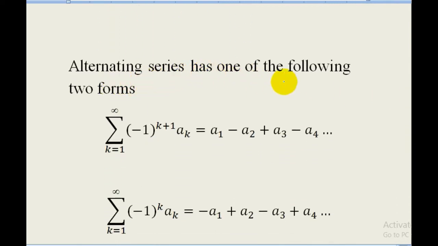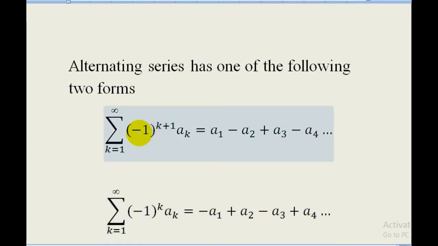An alternating series has one of the following forms. Summation k starting from 1 to infinity, (minus 1) raised to the power k plus 1, ak, is equal to a1 minus a2 plus a3 minus a4 and so on. Or summation k starting from 1 to infinity, (minus 1) raised to the power k, ak, is equal to minus a1 plus a2 minus a3 and so on.